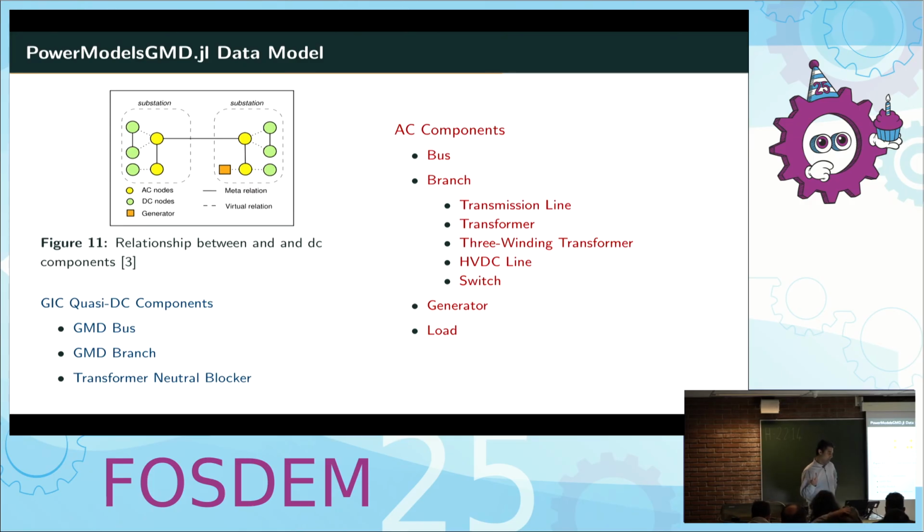As far as what our data model looks like, on the right we have our standard AC components, and then to that we add another set of so-called DC components. So we represent this as one single interconnected network.